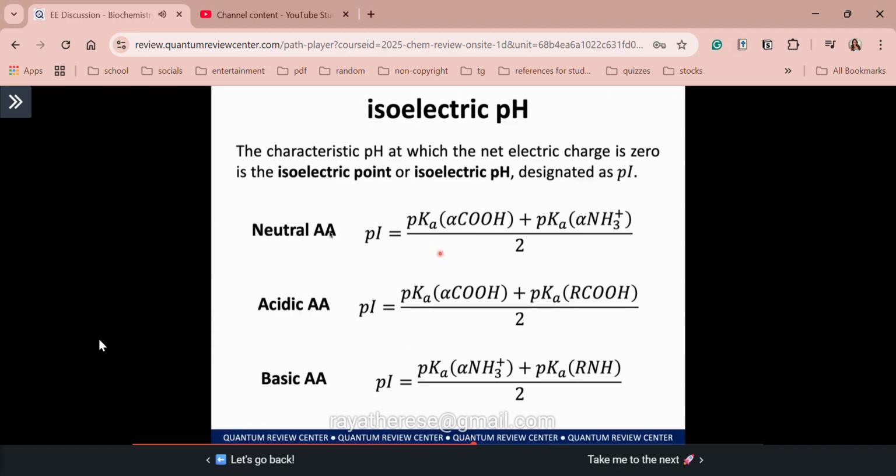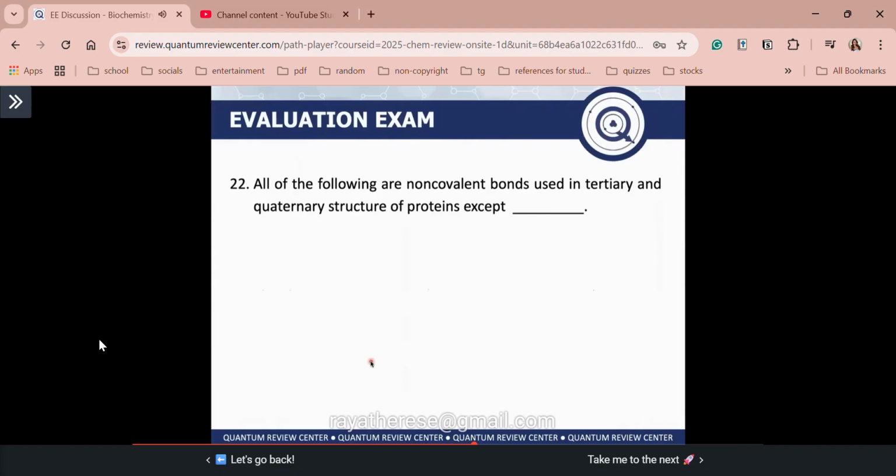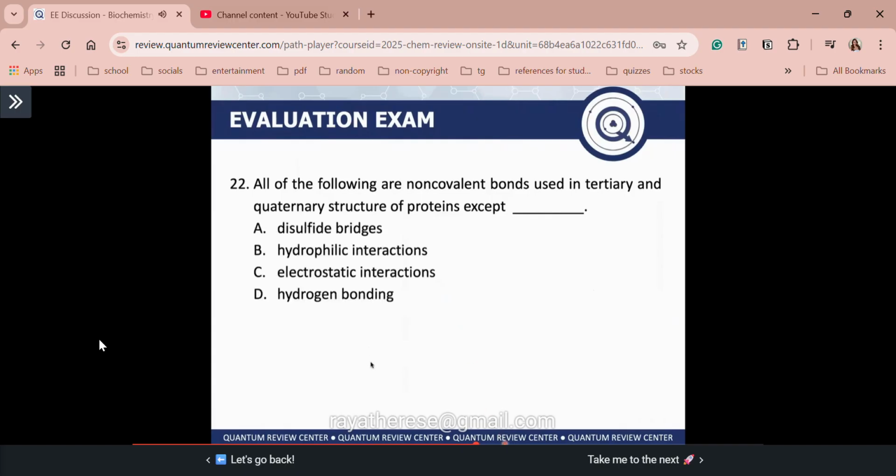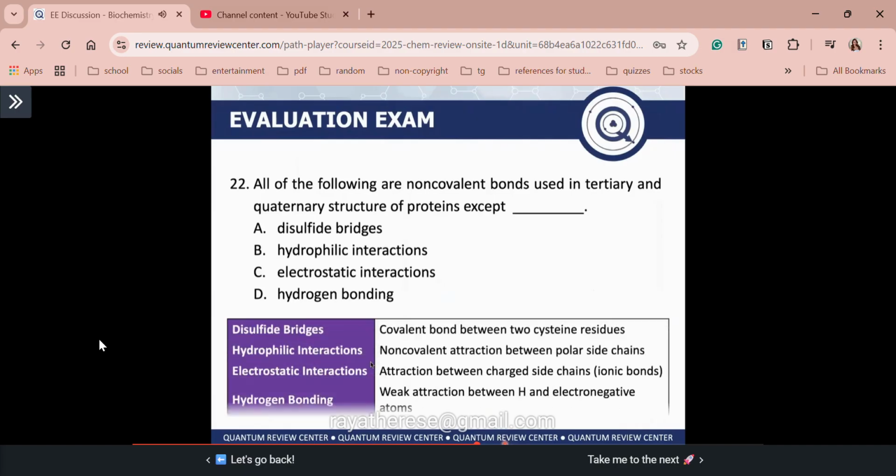So now let's proceed with our next item, number 22. All of the following are non-covalent bonds used in tertiary and quaternary structure of proteins except blank. Class, I emphasize this, right? You have your cysteine amino acid that gives rise to this specific covalent bond. Let's compare the choices. Sir, obvious, disulfide bridge is the answer. Yes po, again, disulfide bridge is actually your covalent bond formed because of your cysteine residues. Hydrophobic, electrostatic, and hydrogen bonding are, of course, your additional stabilizing bonds, particularly in tertiary, as we have discussed. But hydrophobic is, of course, non-covalent, so this is not the correct answer.